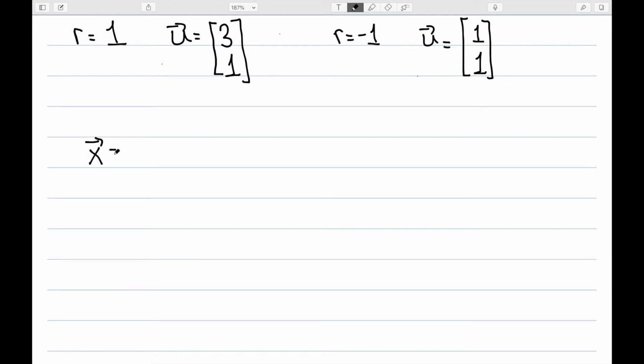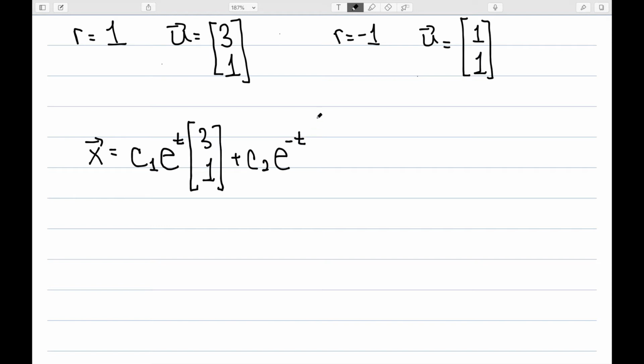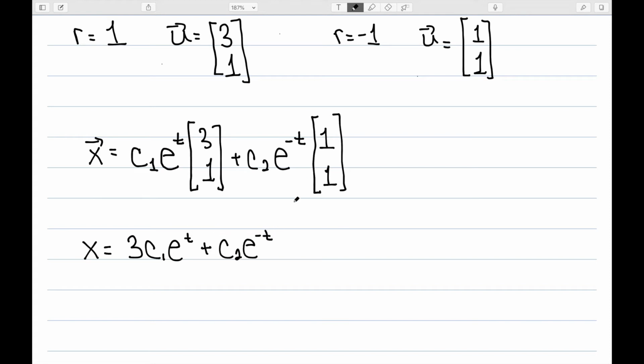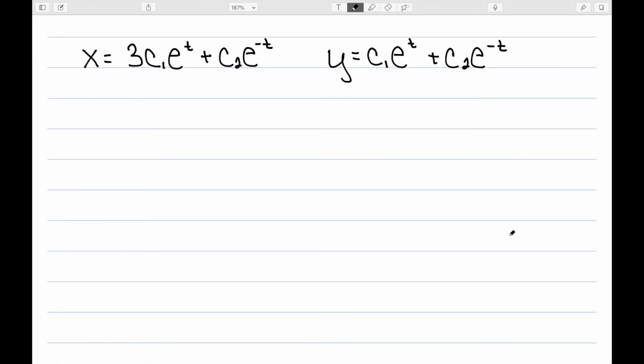So this tells me that my solution looks like c1 e to the rt, so e to the 1t, times its corresponding u vector, [3, 1], plus c2 e to the rt, so now e to the -1t, times its corresponding vector u, [1, 1]. We could write this individually. x would be 3c1 e to the t plus c2 e to the -t. y would come from the second row: c1 e to the t plus c2 e to the -t. So now I have a solution. And we can go a little bit further.